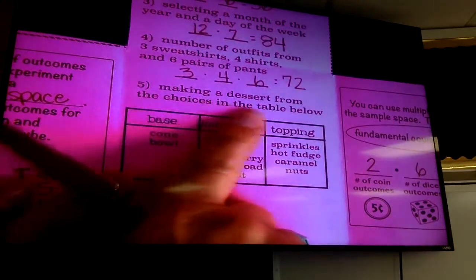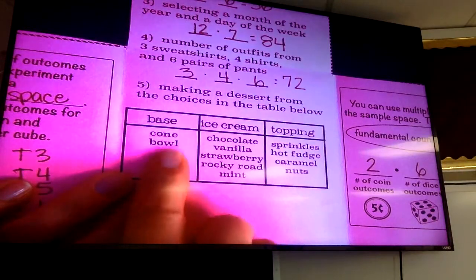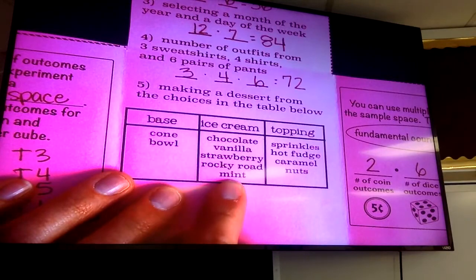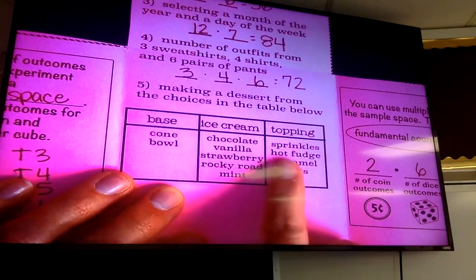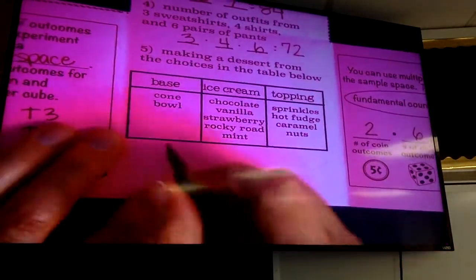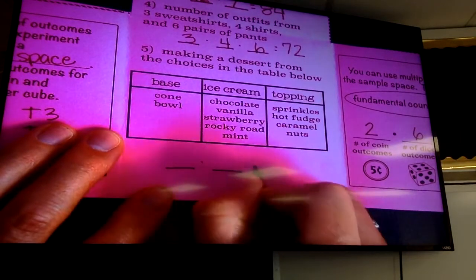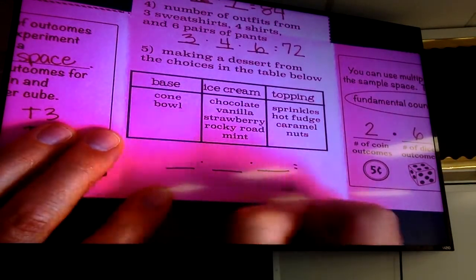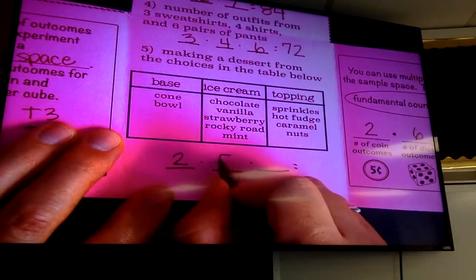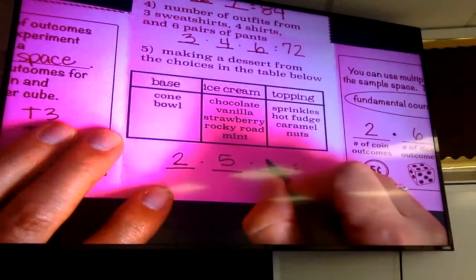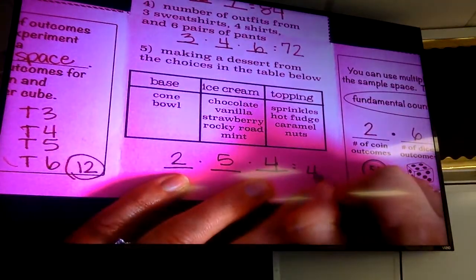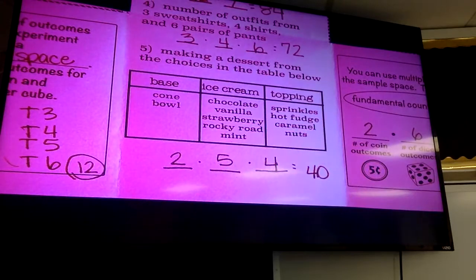Last one. Making a dessert from the choices below. I have 2 bases, a cone or a bowl. For ice cream, I can choose from chocolate, vanilla, strawberry, rocky road, or mint. And for toppings, I can get sprinkles, hot fudge, caramel, and nuts. So I get to choose one of each: a base, an ice cream, and a topping. So 3 lines. There are 2 choices for my base, 5 choices for my ice cream, and 4 choices for my topping. 2 times 5 is 10, and 10 times 4 is 40. So there are 40 possible sundae combinations.